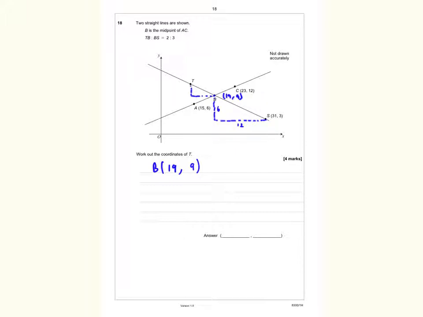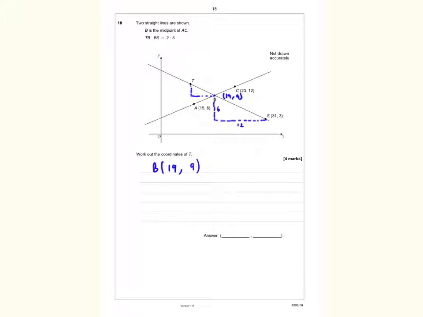So here we know that the ratio from TB to BS is 2 to 3. So the ratio of this length to this length is also 2 to 3, because these are similar triangles. And we can say the same about this length and that length, okay? So if I've got 12 here, to find this length here, we would divide it by 3 and then times it by 2. Now if I divide by 3 and times by 2, that's the same as saying 2/3 of 12.